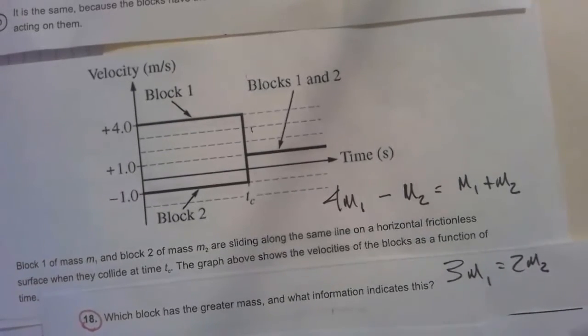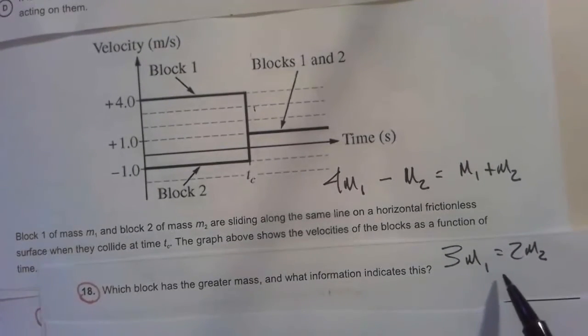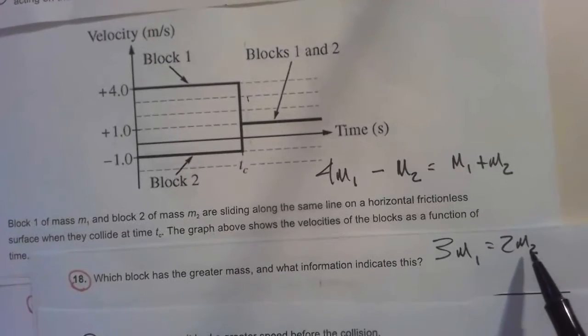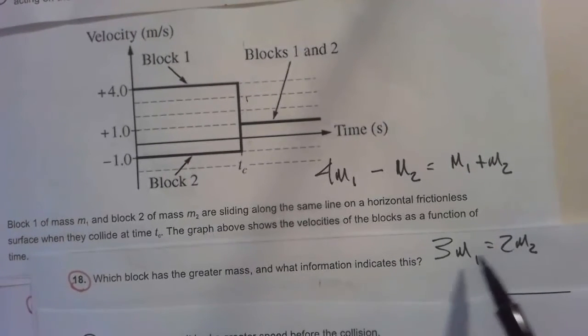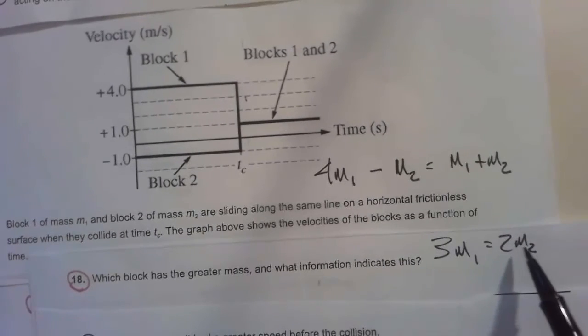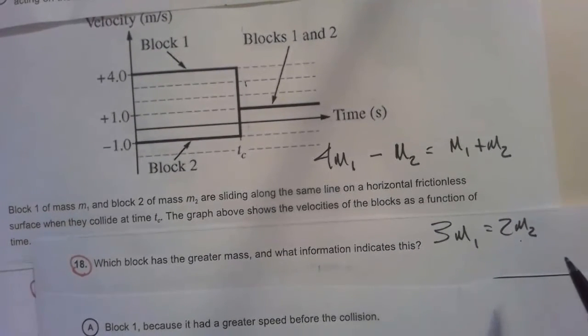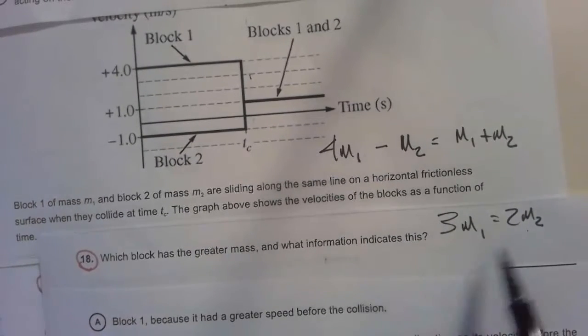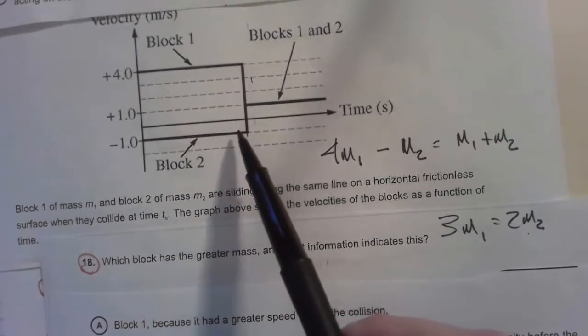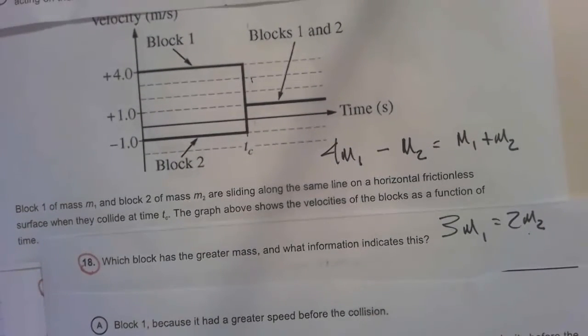So then it's always tricky to interpret this. That means m2 has the bigger mass, because 2 of them equals 3 of these, so this must have the bigger mass. Now, I just did it algebraically. Let's see. I would say block 2. Block 2 because it has a smaller speed before the collision. Not sure. Block 2 because the final velocity is closer to the initial velocity of block 2.